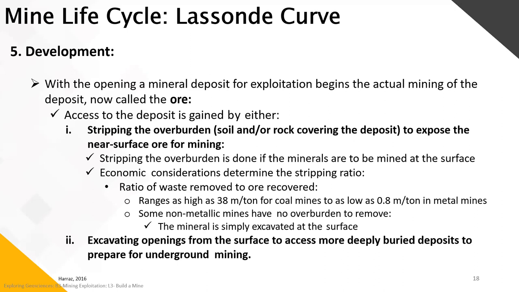For example, coal mines have a ratio of waste to ore of about 38 metric tons, to as low as 0.8 metric ton in metal mines. Some non-metallic mines have no overburden to remove, and so they are simply excavated directly from the surface. Excavating openings from the surface to access more deeply buried deposits to prepare the underground mine can also take place.